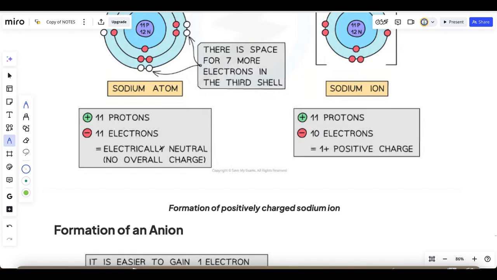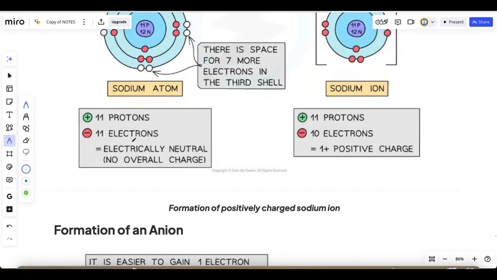So what you see in a sodium atom is that it has 11 protons and 11 electrons, because the number of protons and the number of electrons are the same. That's why an atom is said to be electrically neutral. They may ask you why atoms are electrically neutral. Atoms are electrically neutral because the number of protons, which is positive, equals the number of electrons, which is negative. Positive and negative balance each other out. That's why they are neutral.